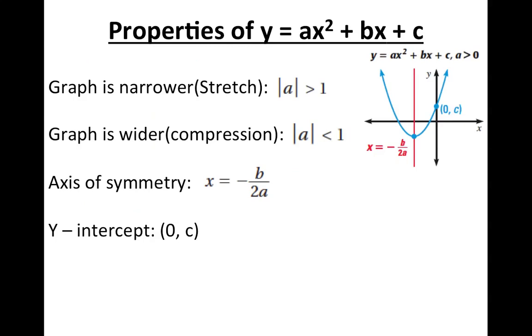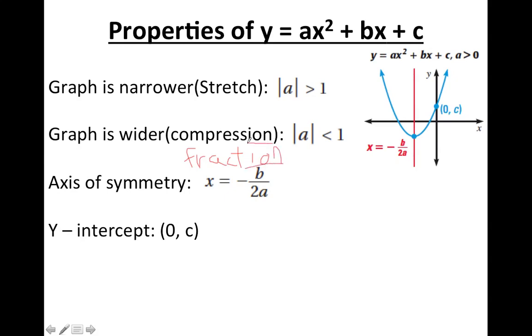So we have a couple properties. If our graph is narrower, it's called a stretch, which means the number out front of our x squared term is greater than 1, so like 2, 3. If our graph opens up wider, that's called a compression, and our value out front of our x squared term is less than 1, which means it's a fraction. So remember, fraction ends in ION, and so does compression. So that will help you.